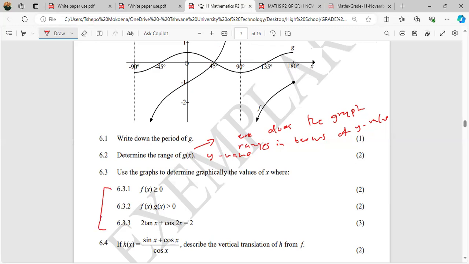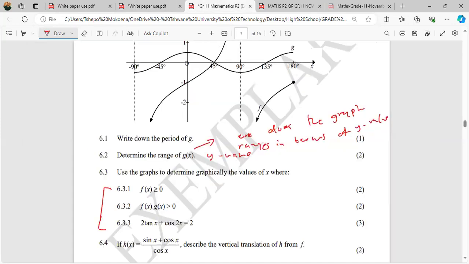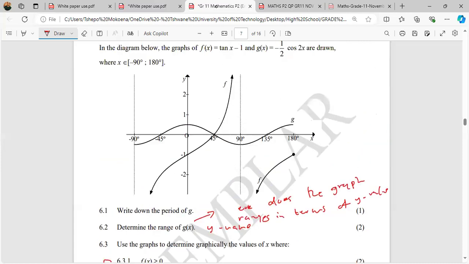Under these three conditions. Now, the first condition, which is 6.3.1, when f of x is greater than or equal to 0. So you go to your graph. They say use the graph. Do not calculate. Do not take the equation of f and then say greater than or equal to 0 and solve for x.